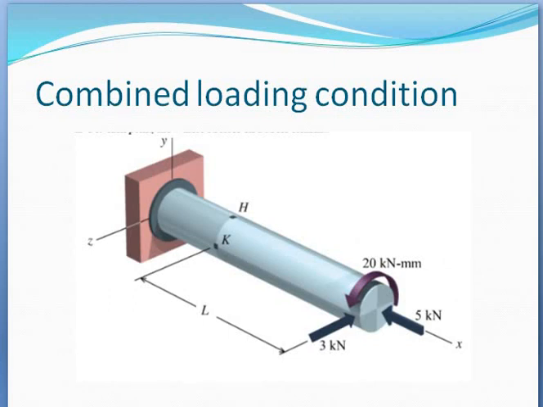Next, the figure shows the combined loading conditions. The combined loading condition is where a member is subjected to more than one loading condition. Here you can see that the cantilever beam is subjected to axial loading, the load which is acting along the longitudinal axis of the member, and bending load, where the load is acting perpendicular to the longitudinal axis. It is also subjected to a twisting moment by a couple. Such a loading condition is known as a combined loading condition.